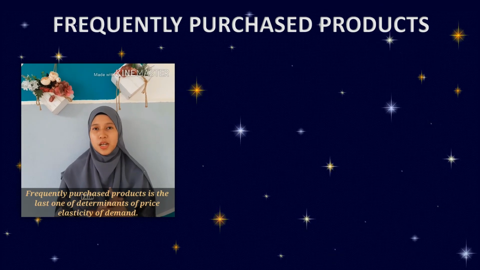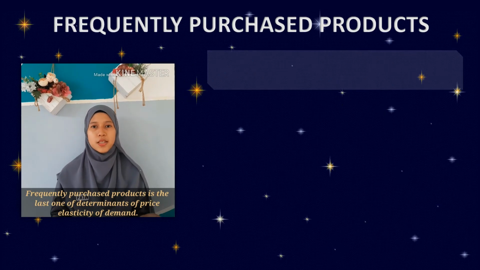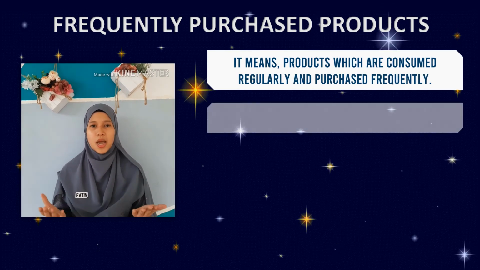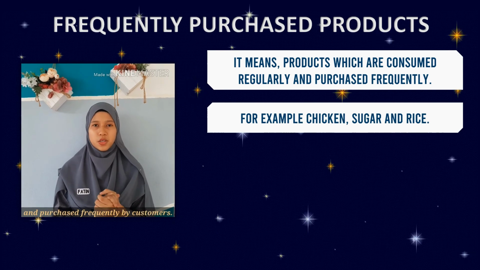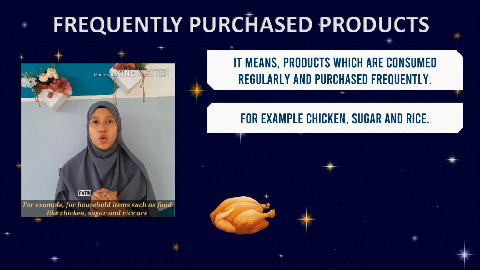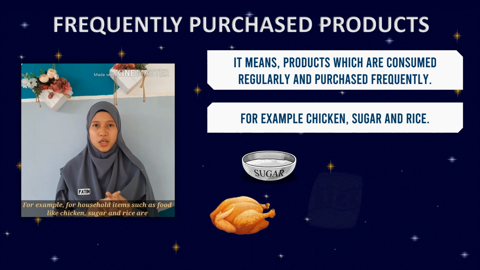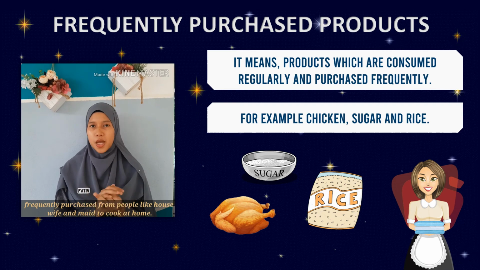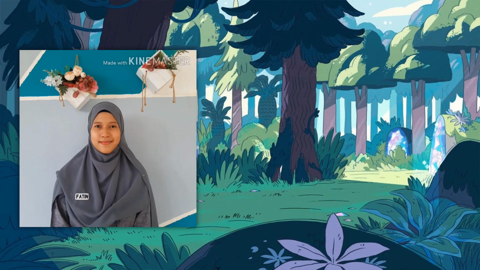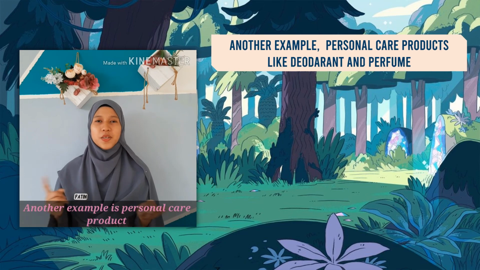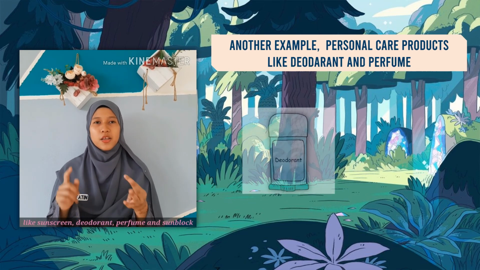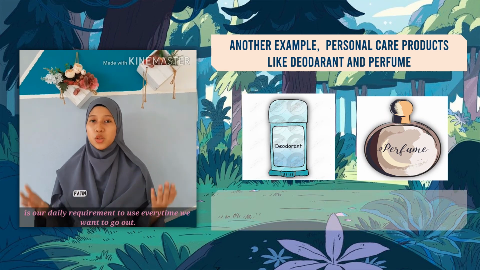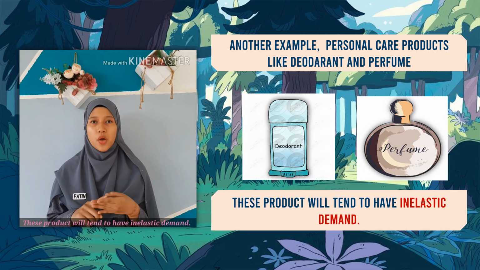Frequently purchased products are the last of the determinants of price elasticity of demand. Frequently purchased products mean products which are consumed regularly and purchased frequently by customers. For example, household items such as food like chicken, sugar and rice are frequently purchased by people like housewives and maids to cook at home. Another example is personal care products like sunscreen, deodorant, perfume, and sunblock, which are our daily requirements every time we want to go out. These products will tend to have inelastic demand.